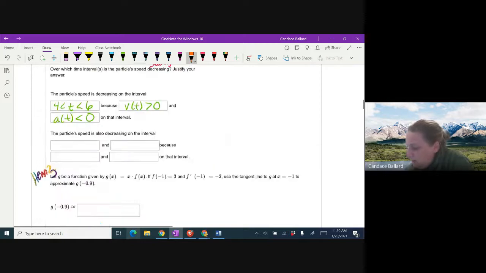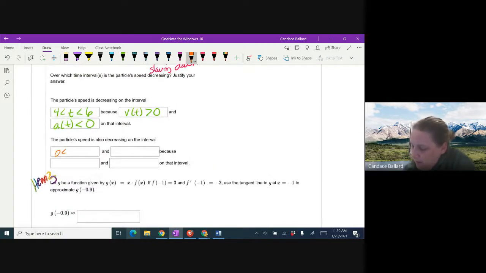Let's see, is there enough space for that? Oh, here we go. 0 less than t less than 2 and 8 less than t less than 9, because my velocity at that time was negative and my acceleration was positive. All right, so that took care of item 2. We still got like 10 minutes left, right? Let's go to item 9.